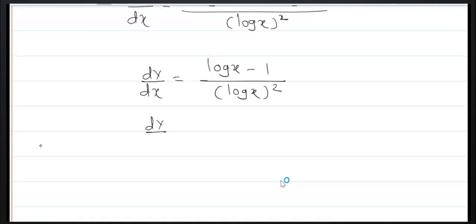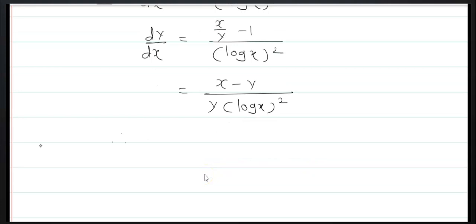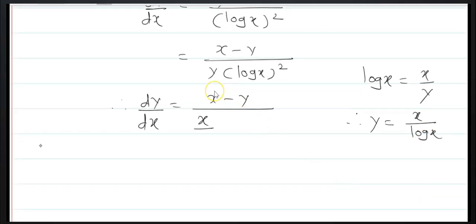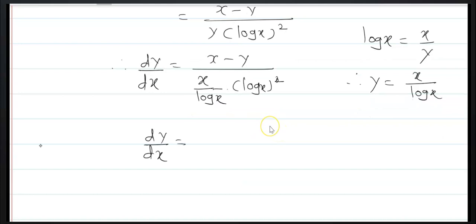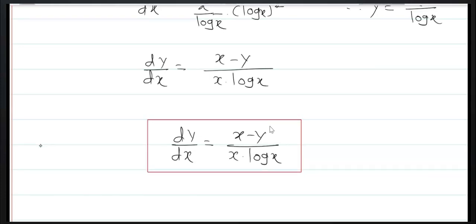This is 1. Therefore the value of log of x is x upon y, minus 1, log of x bracket square. Now simplify this: x minus y upon y in bracket, log of x bracket square. Therefore dy by dx is equal to x minus y upon log of x, where the value of log of x is x upon y. Therefore y is equal to x upon log of x, the value of y. So x minus y upon x log of x into log of x bracket square. Now one log will get cancelled there, x minus y upon x into log of x. Therefore, dy by dx is equal to x minus y upon x log x. And hence it is a proof.